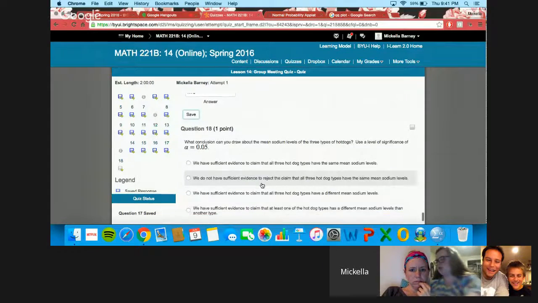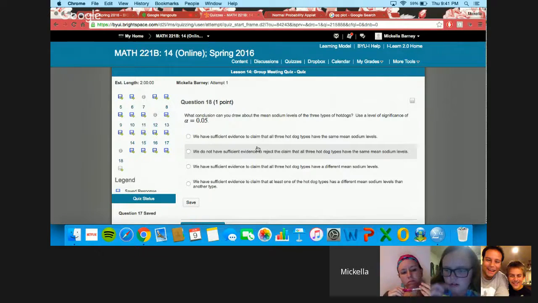What conclusion can you draw about the mean sodium levels of these three types of dogs? Okay, so the p-value is greater than the level of significance. So if the p-value is greater than the level of significance, then you are going to fail to reject. Did you get 0.179? Not sufficient evidence to reject the claim. We do not.